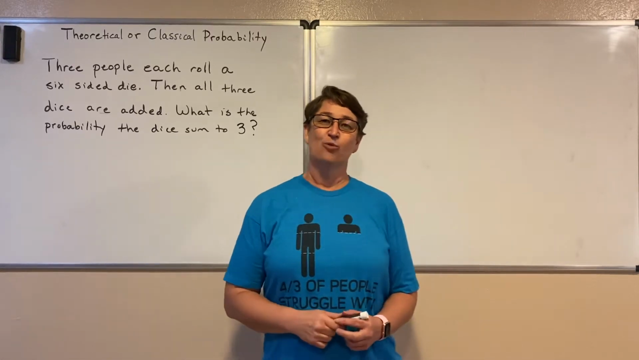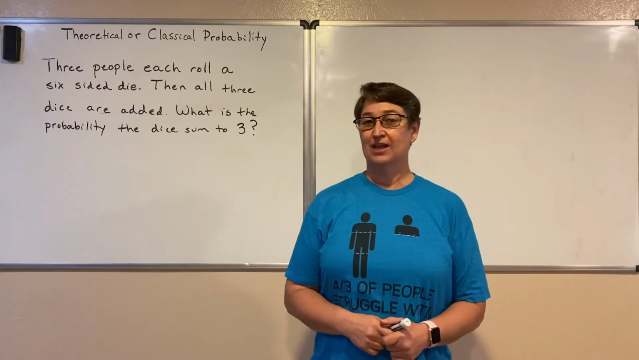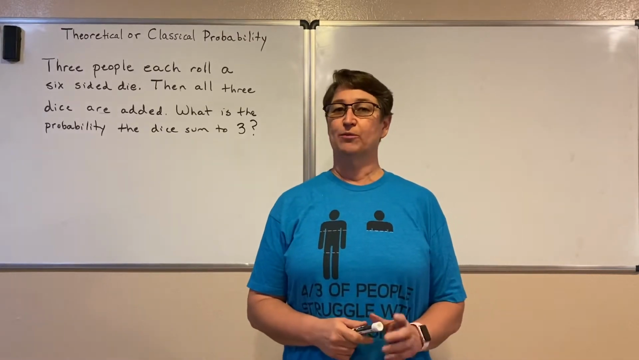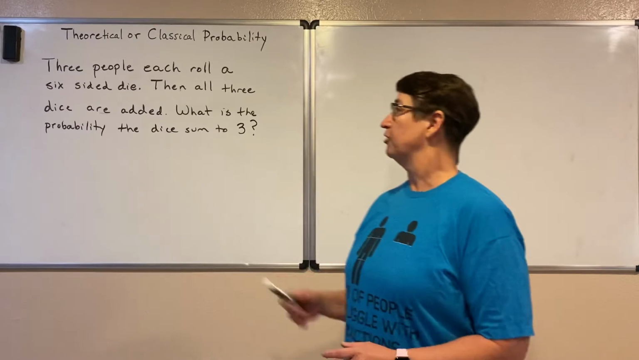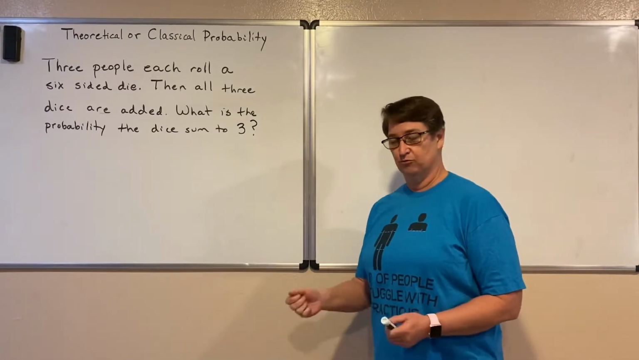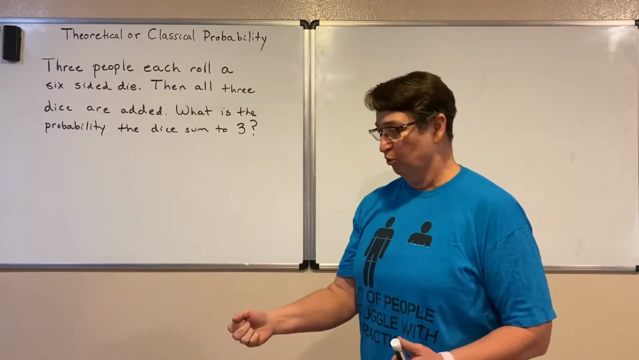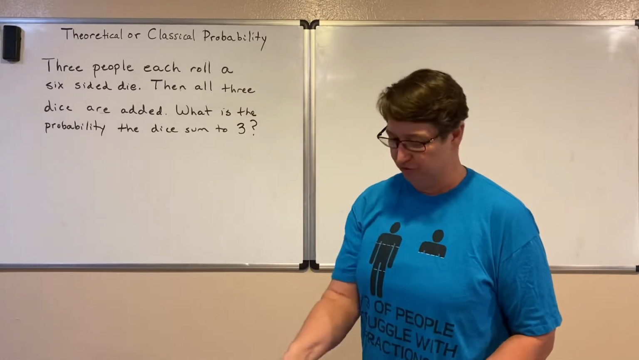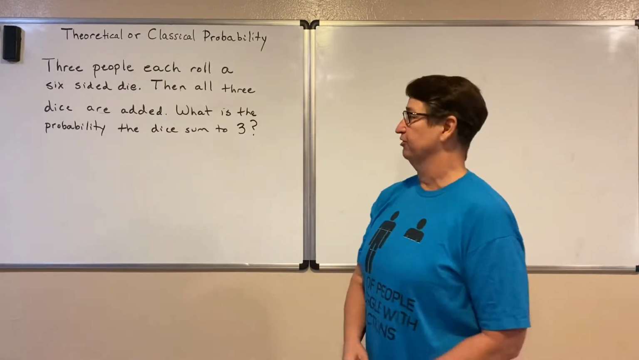In this video, we're going to do another example of a classical or theoretical probability problem. So here, three people each roll a six-sided die. So person one rolls a die, person two rolls a die, and person three rolls a die.